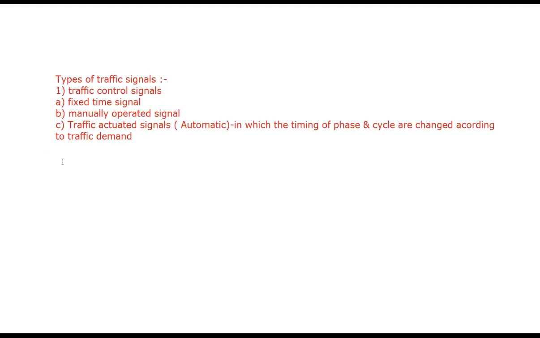Now the second type of traffic signal is pedestrian signals. Pedestrian signals are nothing but signals which give the way to pedestrians to cross the road when vehicular traffic is stopped, right?